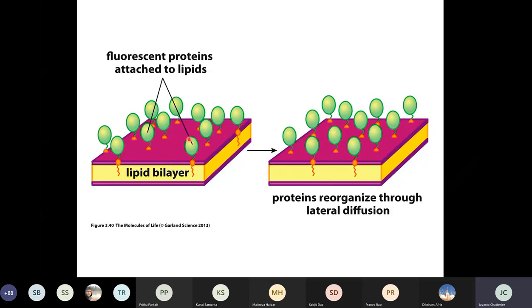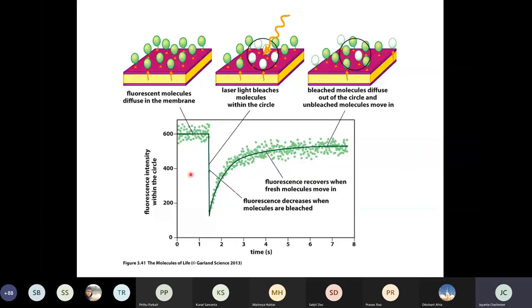Okay, so this is the experiment where people have tagged green fluorescent proteins to lipids. It's a beautiful experiment where you take a microscope attached to a laser, and using that laser you focus at a specific point and shine the laser at a specific wavelength, which, in simple terms, destroys the fluorescent property of these molecules.